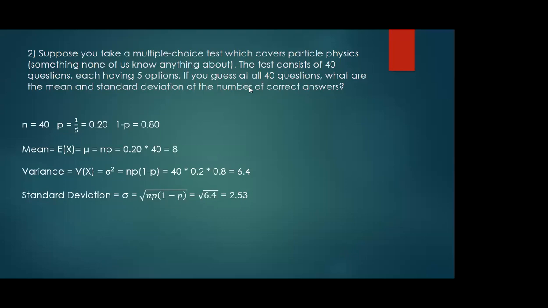Excuse me. How did you get the probability to be 1 out of 5? All right, so as I was saying, the test consists of 40 questions, each having 5 options. Out of the 5 options, only one can be correct, right? On a multiple choice, if you have from A to E, only one of the options from A to E can be correct, right?